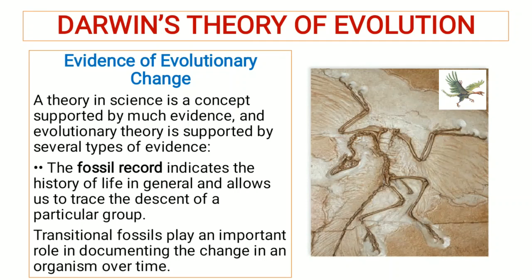So transitional fossils play an important role in documenting the change in an organism over time. Transitional fossils are basically the fossils that exhibit the characteristics of both the ancestor and descendant lineages. So they exhibit both ancestral and derived characteristics. In this figure, you can see that this fossil exhibits the characteristics of both reptiles and birds. So this is the transitional fossil that acts as a tie between the reptilian and avian lineages.